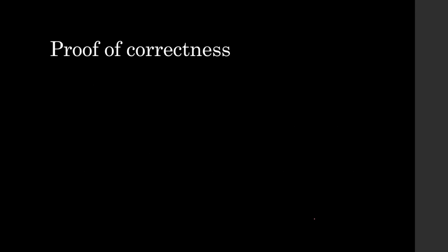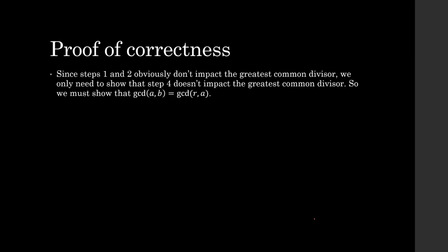So let's actually prove that this algorithm is correct, because it might not seem very obvious, and we don't want to use something that's false. So steps 1 and 2 obviously don't impact the greatest common divisor. We're just switching things around, and we know the greatest common divisor commutes. And switching the negative sign doesn't change anything about the divisibility of a number. So all we need to show is that step 4 is not going to impact the greatest common divisor.